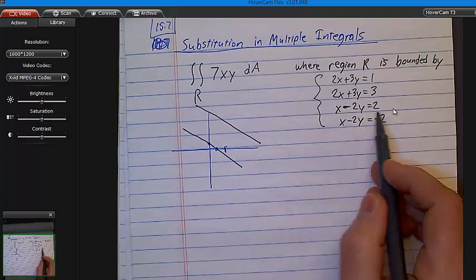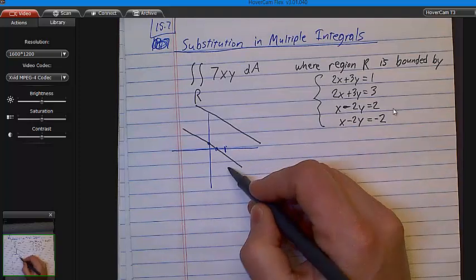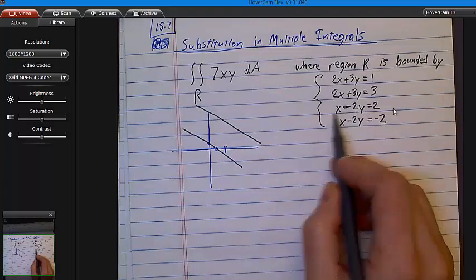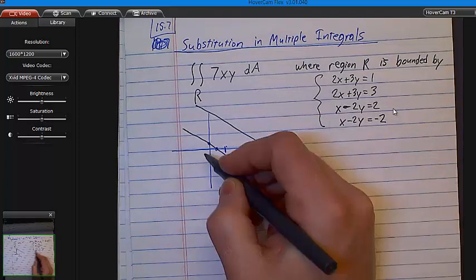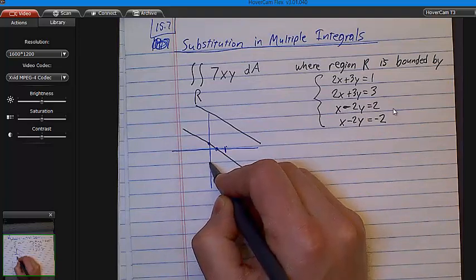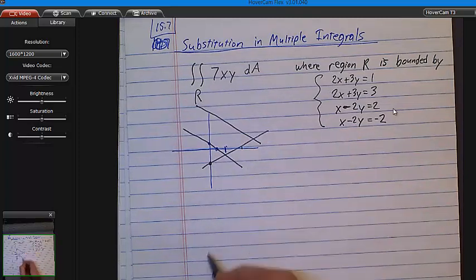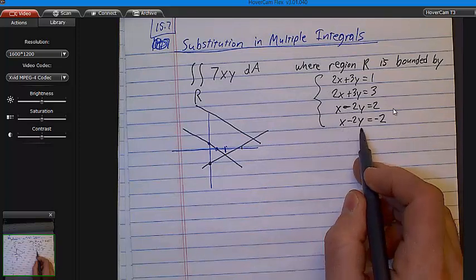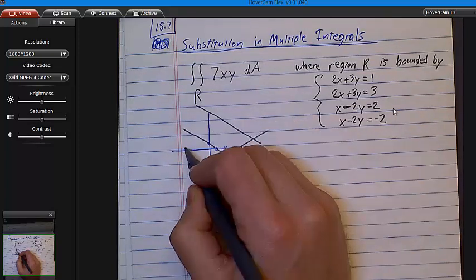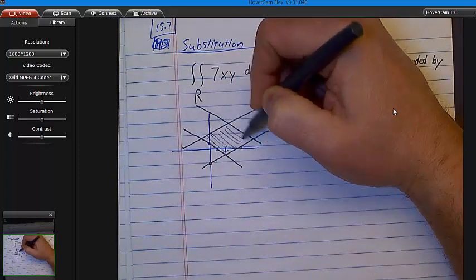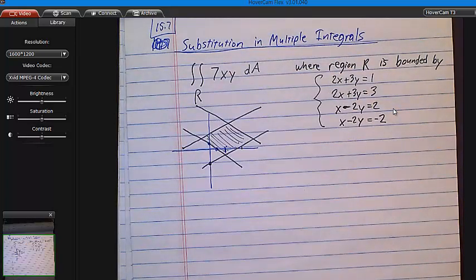And now the other lines go through (2, 0) and (0, -1). So here's (0, -1), and here's (2, 0), and something like that. And then this one goes through (0, 1), and so it looks something like that. And so this parallelogram in here is my region R. You guys see it's a parallelogram?